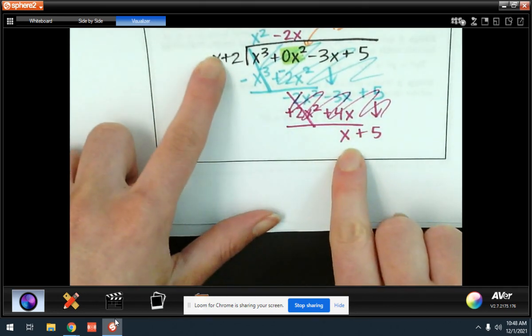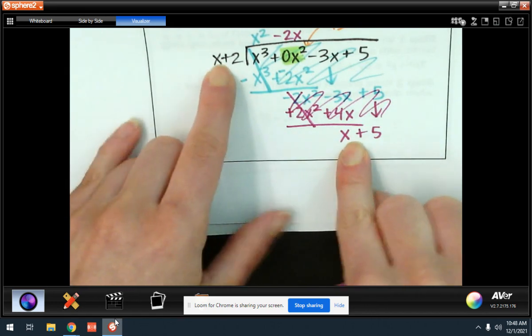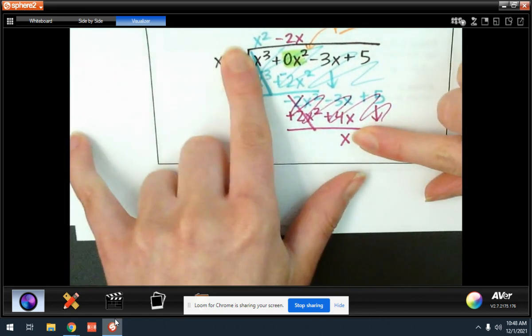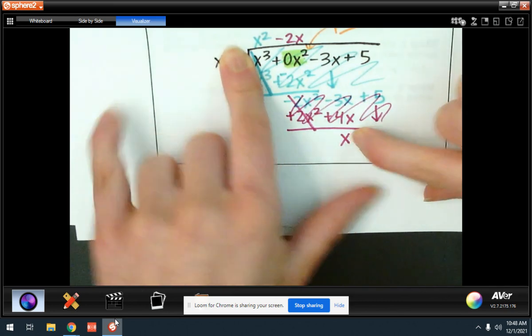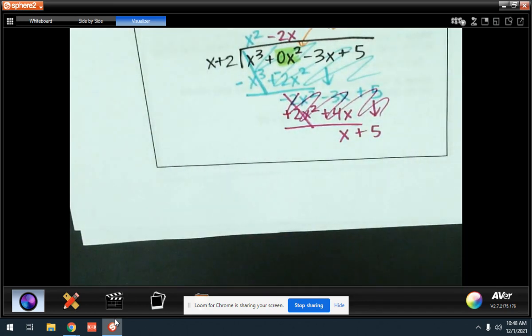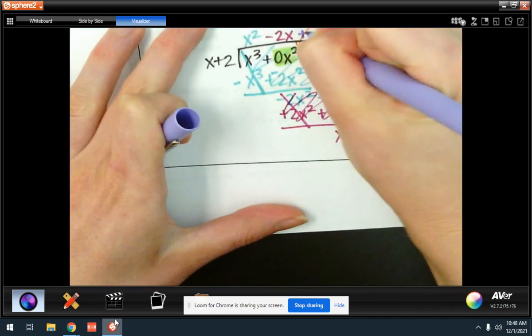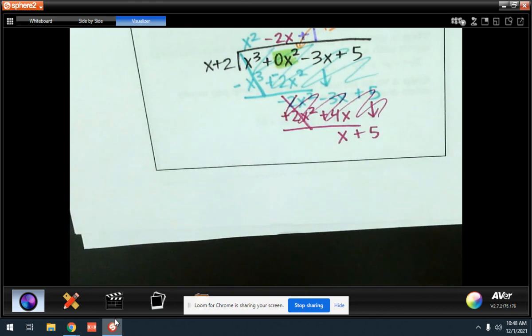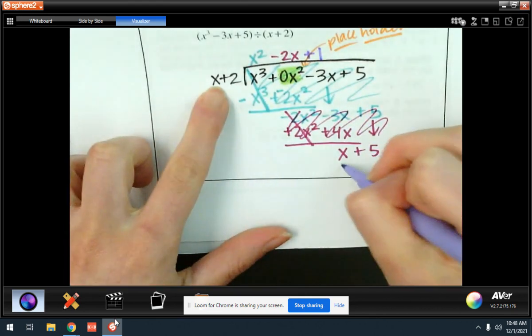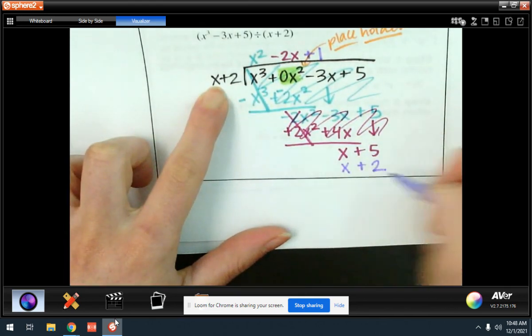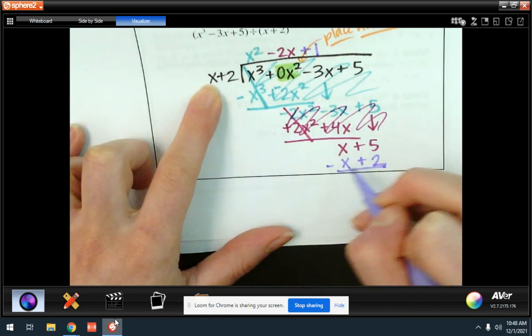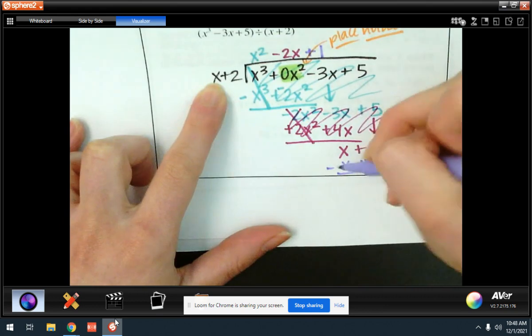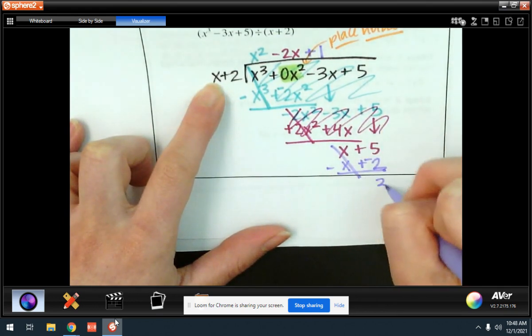Okay, now we're here at this purple polynomial. Asking ourselves, x times what would give me x? Just 1. Okay, and so put your plus 1, and then multiply that 1 by each of the two terms. And then draw your line, change your sign, and that leaves you with a 3.